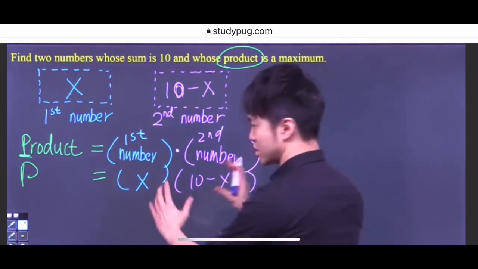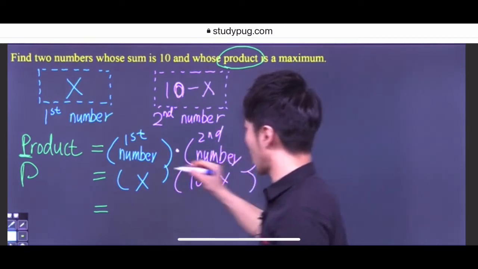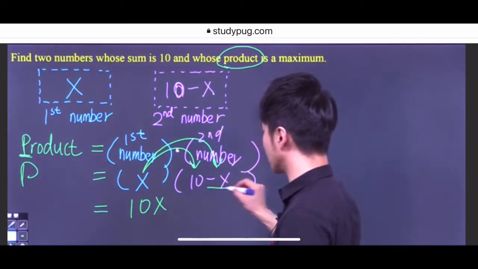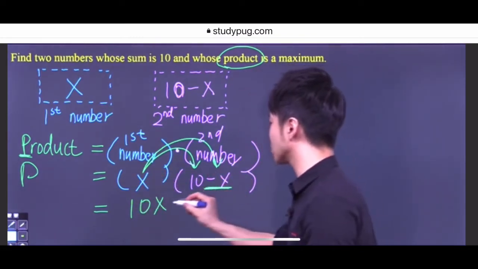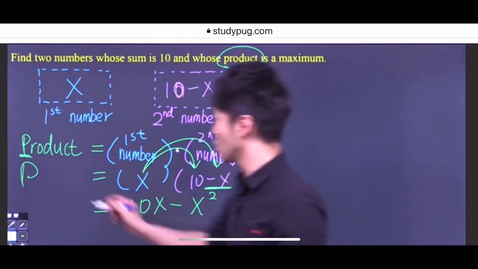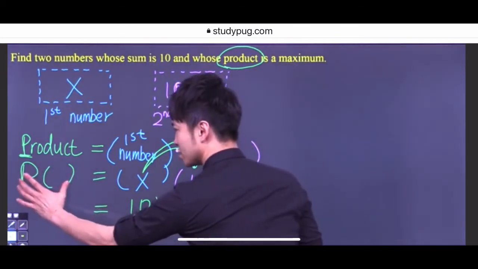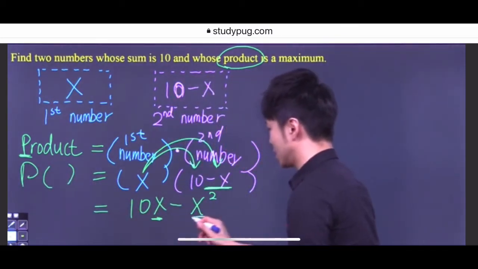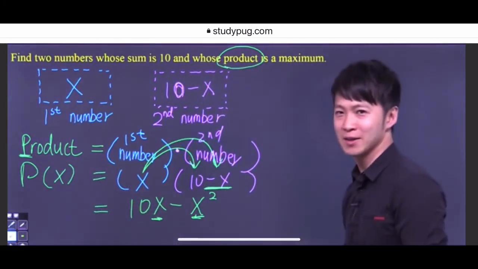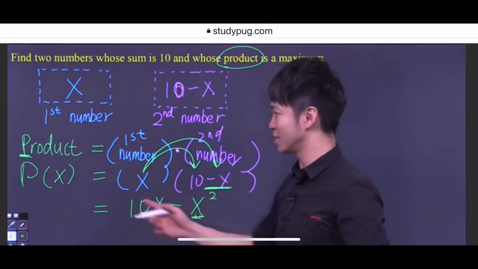Now I'm just gonna quickly expand the polynomial by multiplying the x into the second bracket. So x times 10, we get 10x. And x times the second term here, negative x. So x times negative x, we get negative x squared. Okay, so as we can see, we now have a product as a function of x. Okay, yeah. Now, what kind of function is this product here?